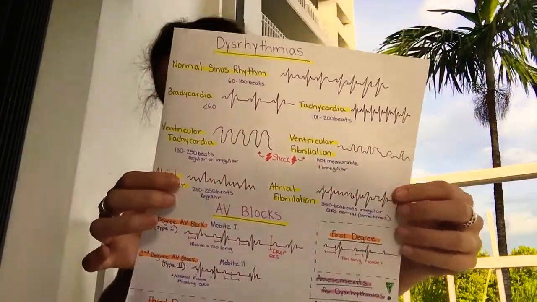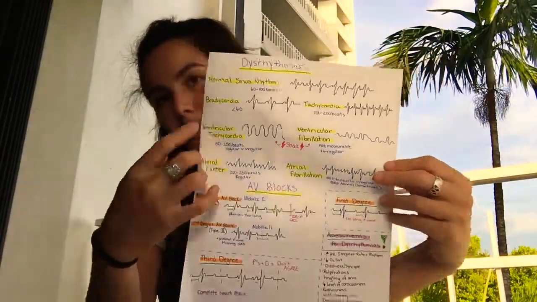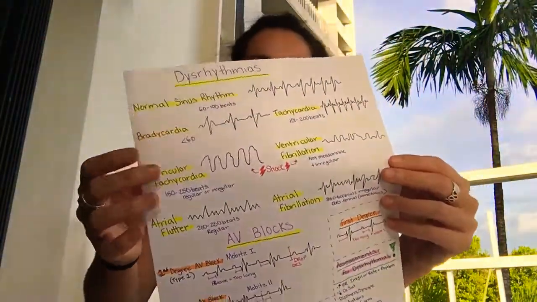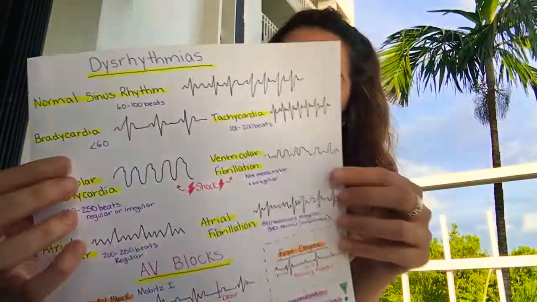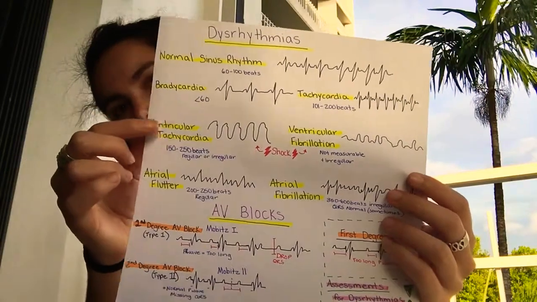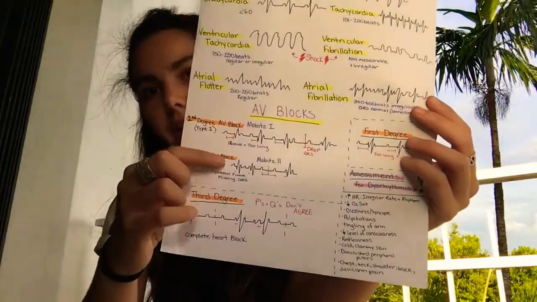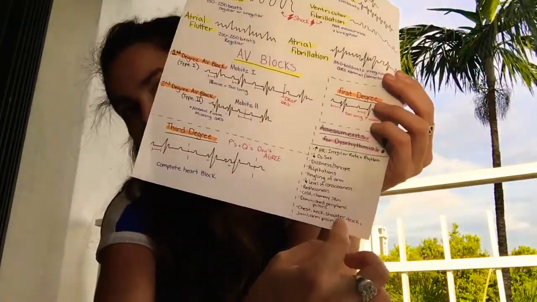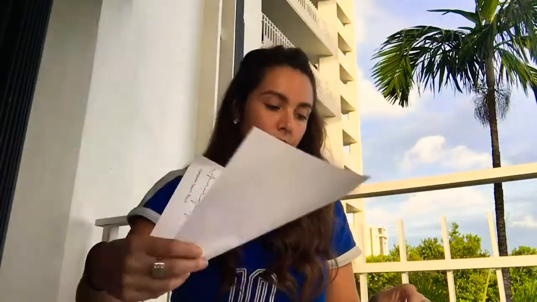Here's another one of my notes. These are all the dysrhythmias. My drawing is not perfect, but I try. I'll have the normal sinus rhythm, bradycardia, tachycardia, all the AV blocks, and then here are some assessments that I like to include. So you have an idea what to expect if someone's having dysrhythmias. So these are just my notes, for me.